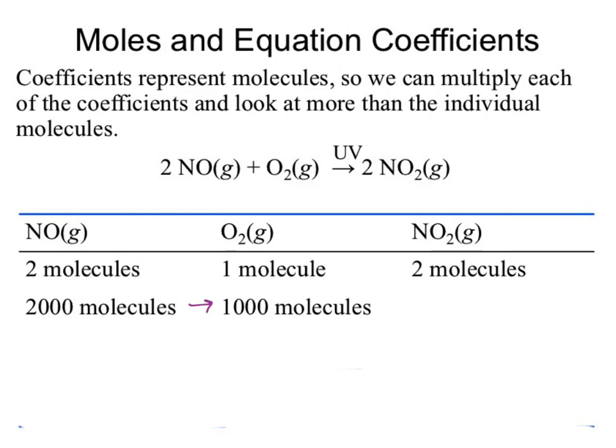How many molecules would that be of NO2? 2,000, because I'm multiplying by 1,000. Okay? So that's the power of our chemical equation. The issue with even 2,000 molecules is that that isn't big enough to measure. So what do I decide to scale it up to?